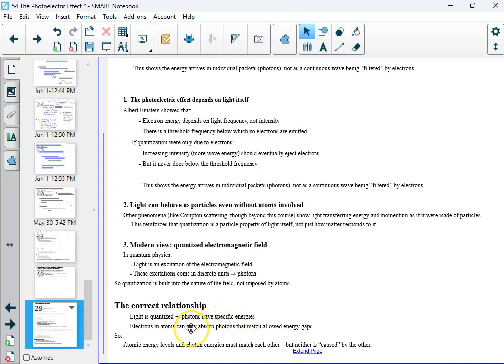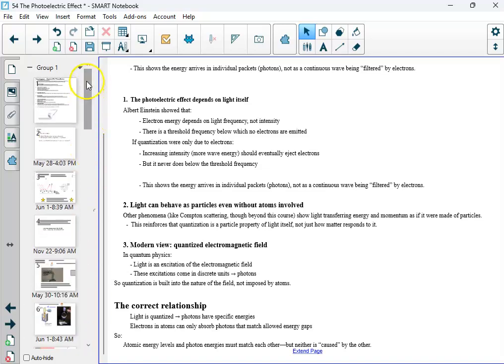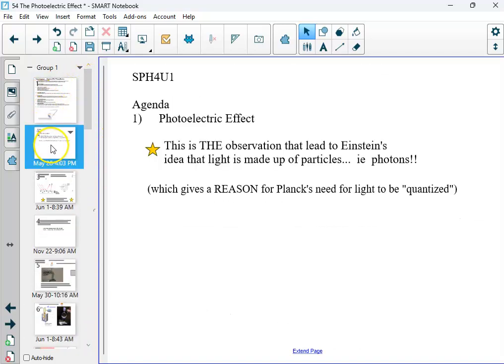So the correct relationship is that light is quantized, of course, it's particles, and electrons in atoms can only absorb in particular energy gaps. These are both true things. The atomic energy levels and photon energies have to match each other, but they're not caused by one another, right? So that is that. And I get that this is weird, wild stuff.